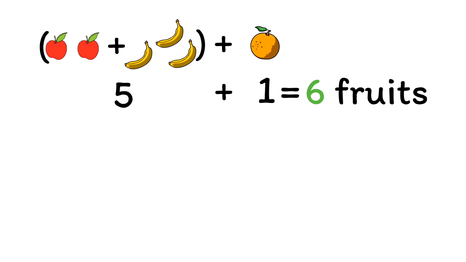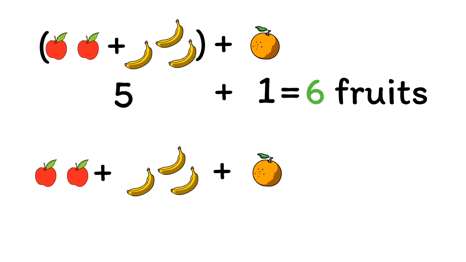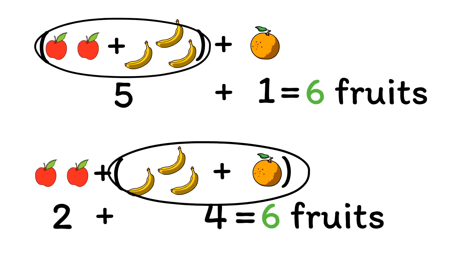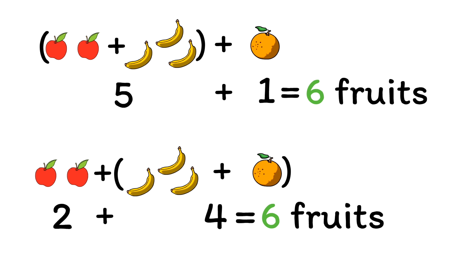Now what if we added the fruits a little differently? Let's take another look at the same fruits and try adding them in a new order. We could have grouped the 3 bananas with the single orange to add them first. So 3 plus 1 would give us 4. Then we add the 4 to the remaining 2 apples. This would give us the same 6 fruits in total. Notice that, although we grouped and added the fruits in 2 different ways, we still arrived at the same total of 6 fruits. This is called the associative property.